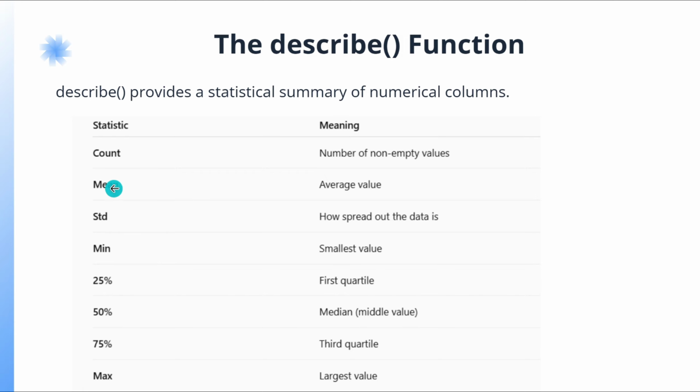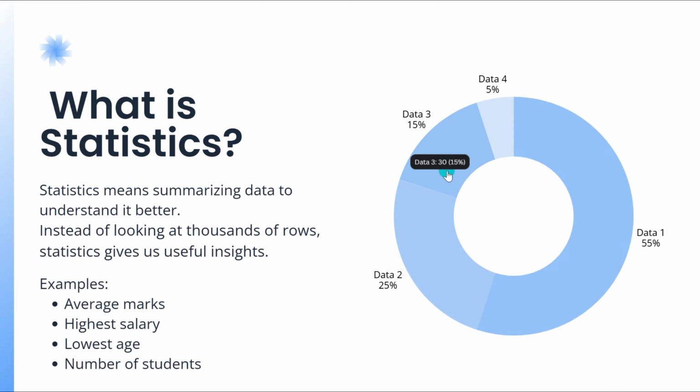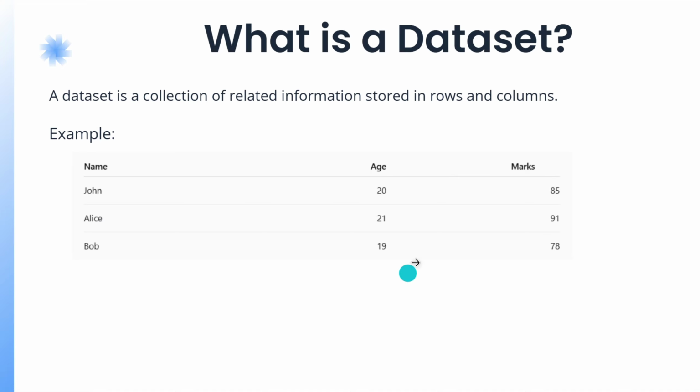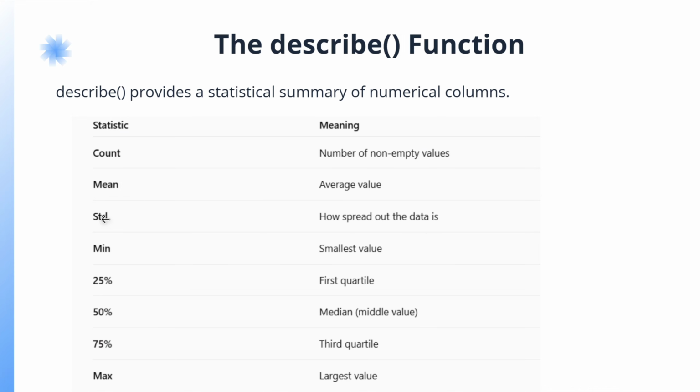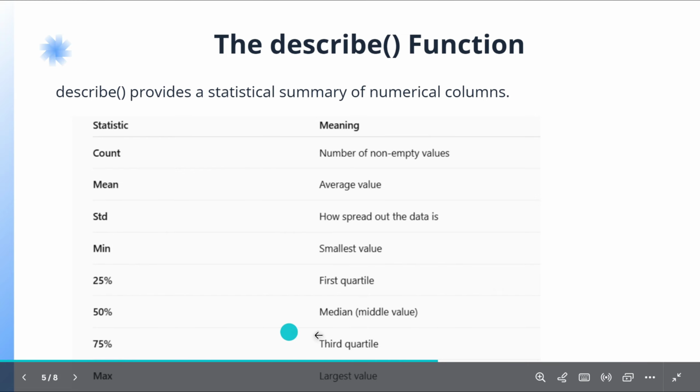Okay, count: the number of non-empty values. Now in this table, what is the number of non-empty values? 1, 2, 3. Three rows are there, so the answer is 3. Then mean, the average value. STD, how spread out the data is. Min, the smallest value. 25%, the first quartile. 50%, the median. 75%, the third quartile. Max, the largest value.